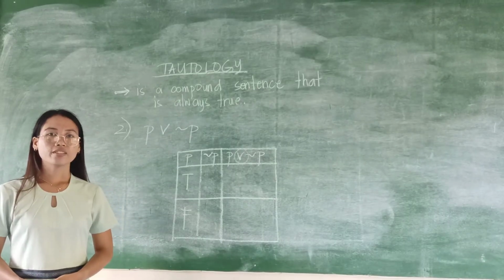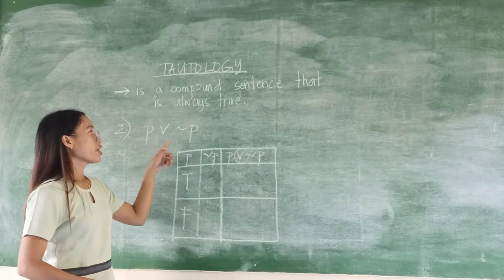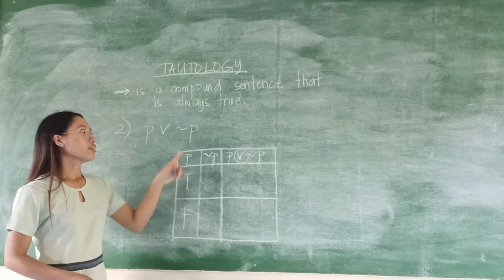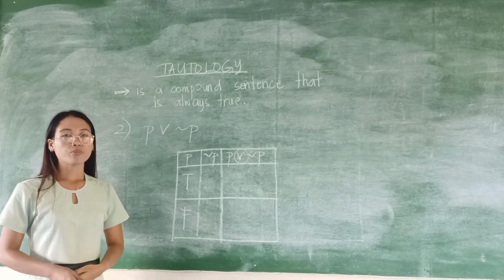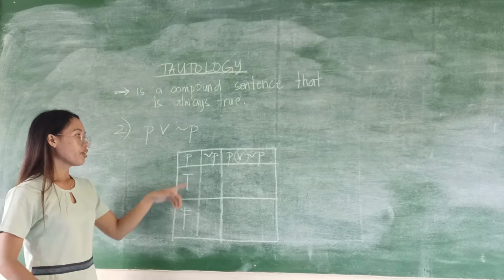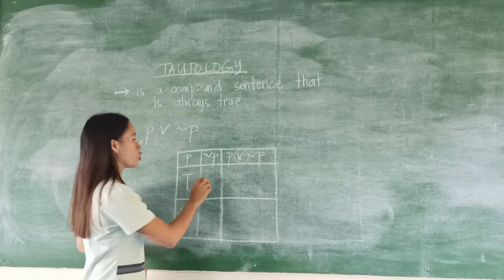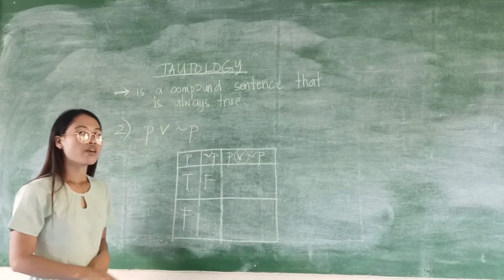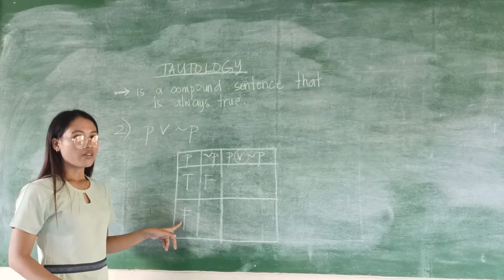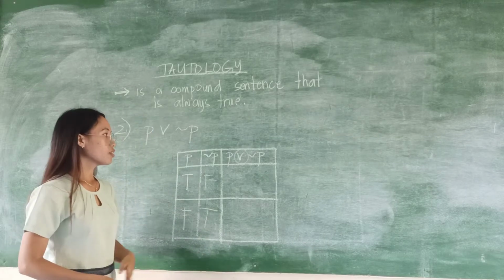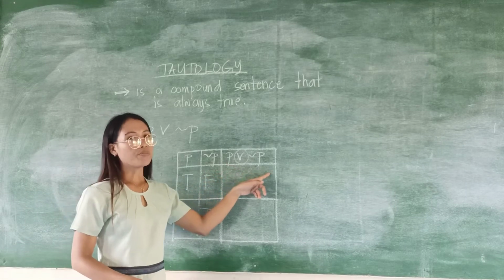Let's have another example. P or negation P. As what we have learned in our previous lesson, negation means the opposite of the proposition. So if the statement is true, then its opposite or its negation will be false. Then if the statement is false, then its negation will be true. Now let's get the value for P or negation P.